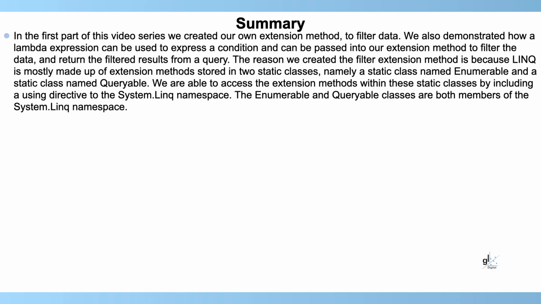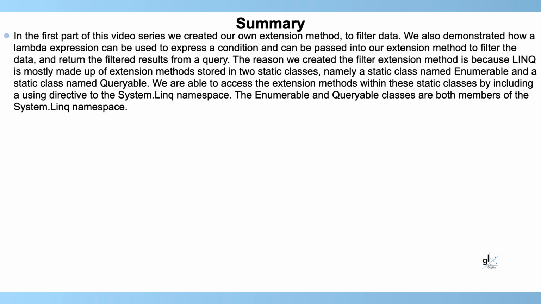The reason we created the filter extension method is because LINQ is mostly made up of extension methods stored in 2 static classes, namely a static class named Enumerable and a static class named Queryable. We are able to access the extension methods within these static classes by including a using directive to the System.Linq namespace. The Enumerable and Queryable classes are both members of the System.Linq namespace.